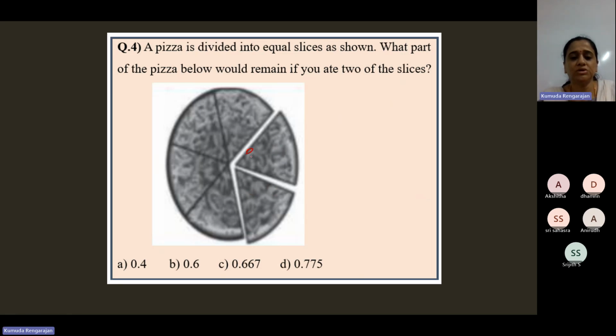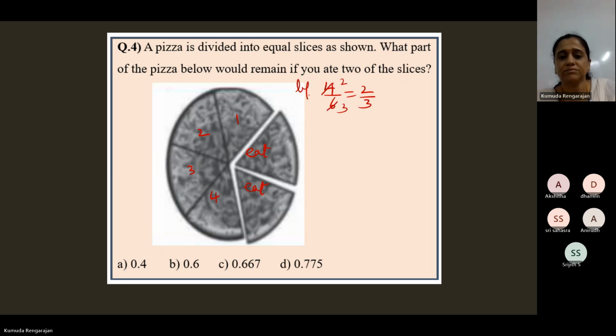You eat this portion and this portion. So 1, 2, 3, 4 pieces are left. So what is left is 4 by 6 or 2 by 3. 2 by 3 is left. And what is 2 by 3 as a decimal? Because all the options are decimals.